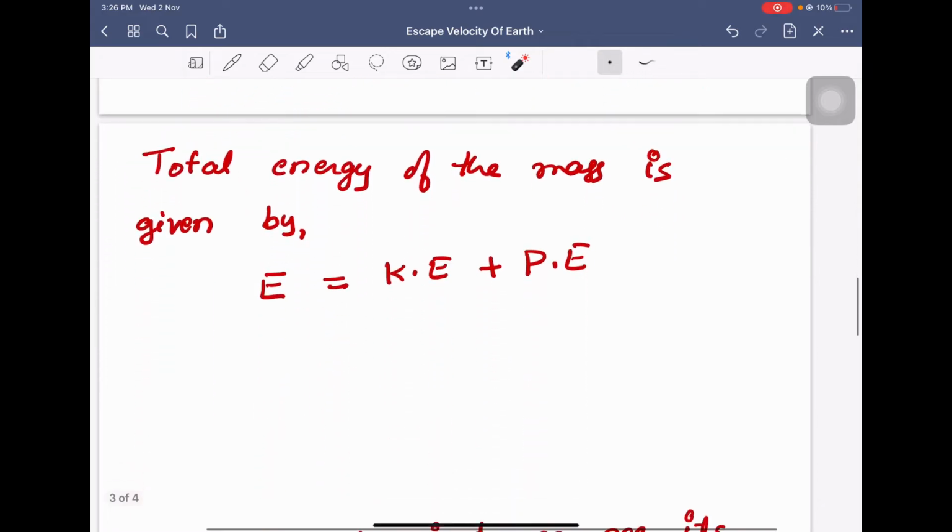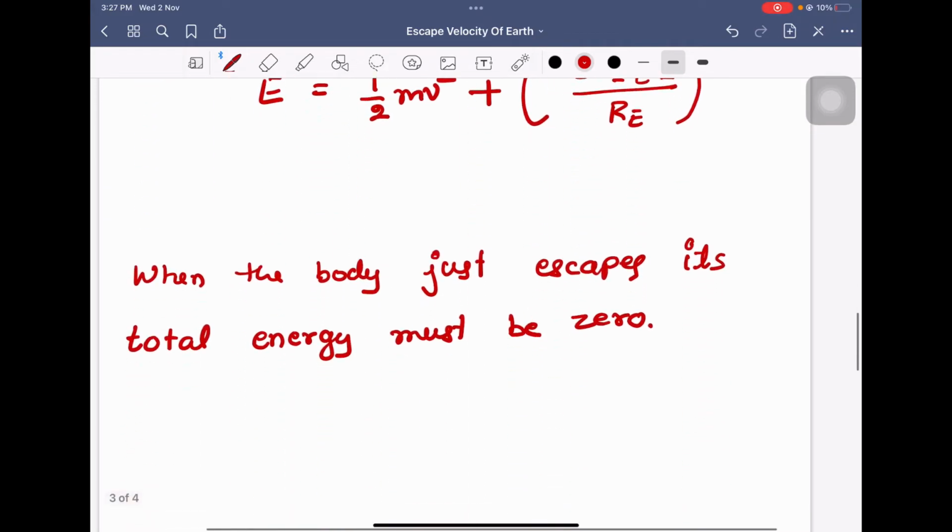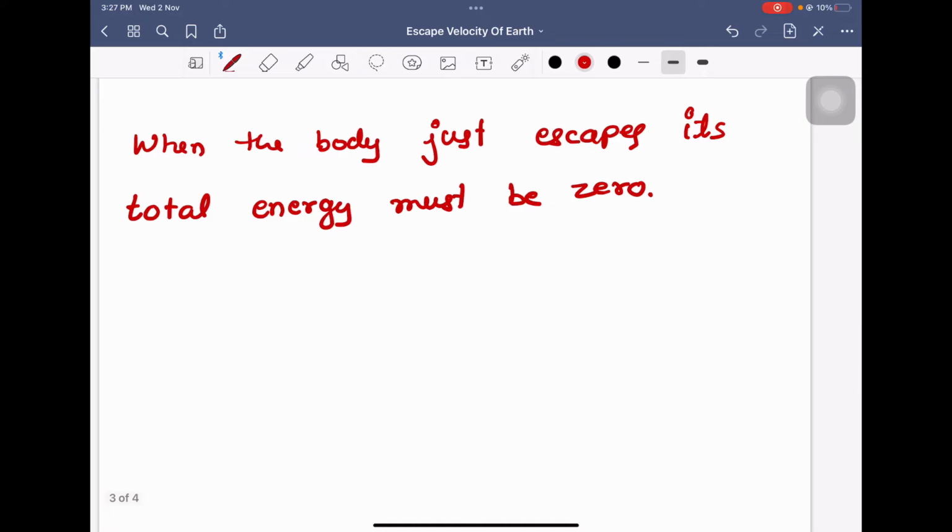The total energy of the mass is given by the sum of kinetic energy and potential energy. So total energy is equal to kinetic energy, that is half mv squared, plus potential energy. What is potential energy? Minus GMm divided by Re, the mass of the Earth into the mass of the body divided by Re. Now what is the condition for the body of mass m to escape? When the body just escapes, we know that total energy has to be 0. If the body has to escape, the total energy of the body should be 0 or more than 0.